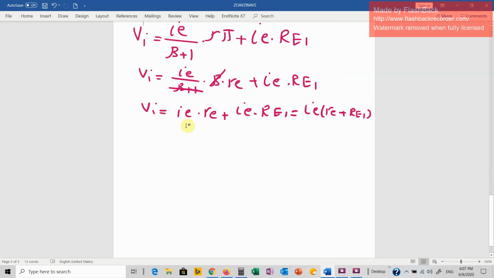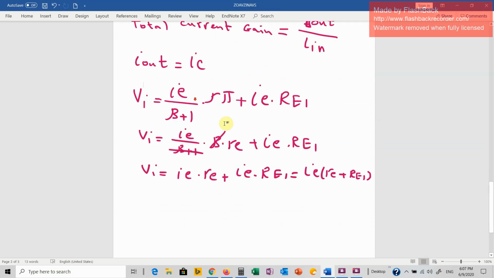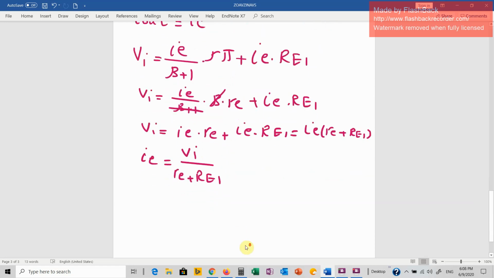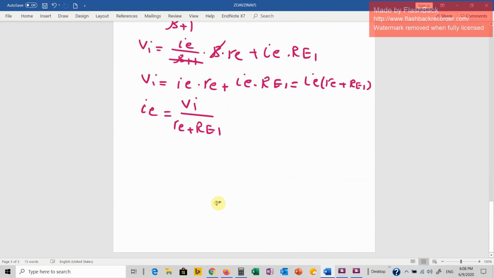So that means I'm looking for what? I'm looking for IC. IE is almost equal to IC, since you can also notice that I have ignored this one. So I can say now I'm simply looking for IE. So IE is equal to what? VI by RE plus RE1. Okay, so let me extend this file again.